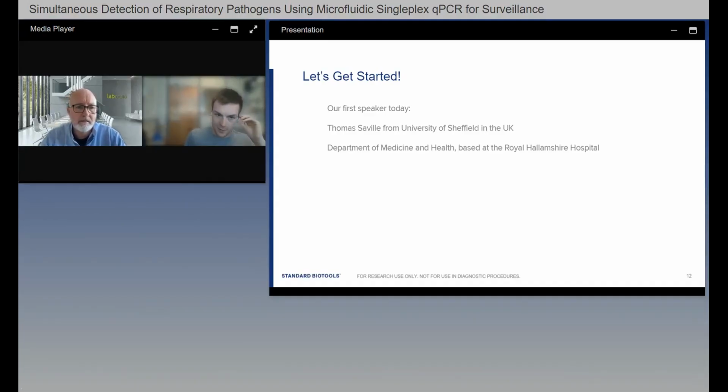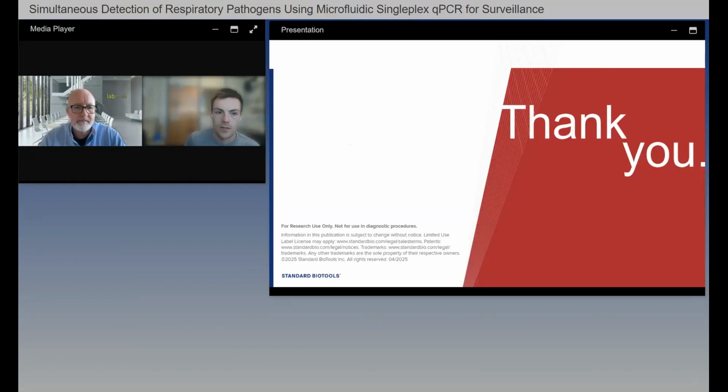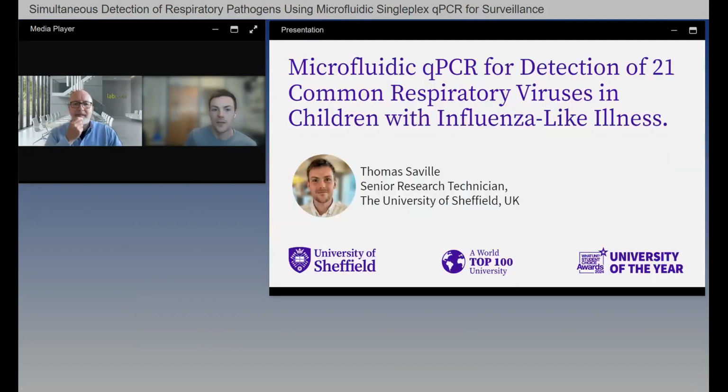Hi, thank you, Jeff. I'll just, hopefully the slides are moving. There we go. Yeah, so as Jeff said, I'm Tom Saville. I work at the University of Sheffield, and today I'm going to talk about microfluidics and detection of common respiratory viruses, specifically in children with influenza-like illness from this study that I recently published.